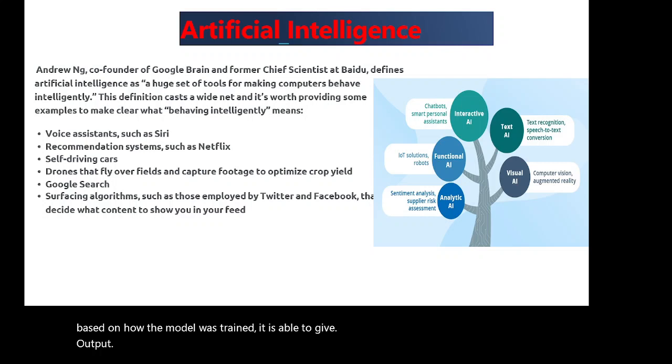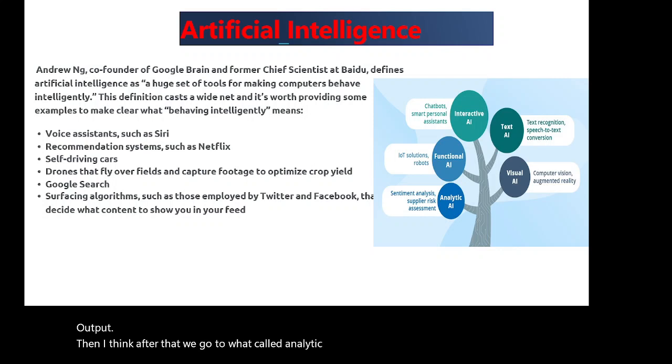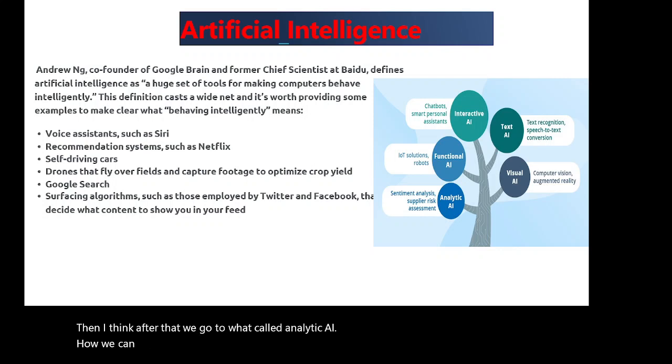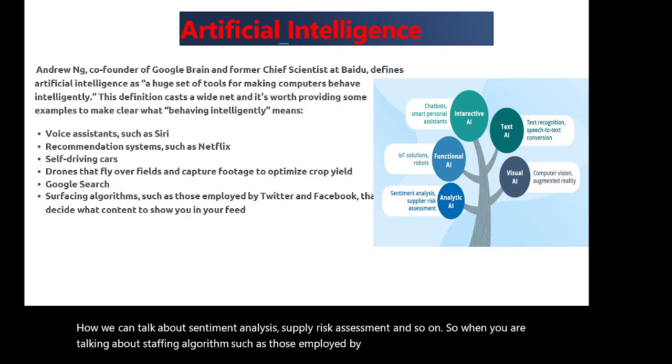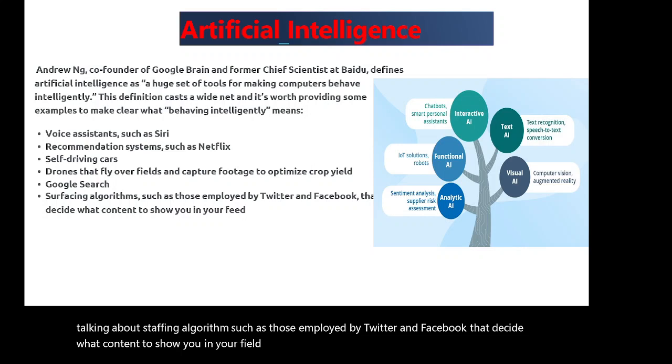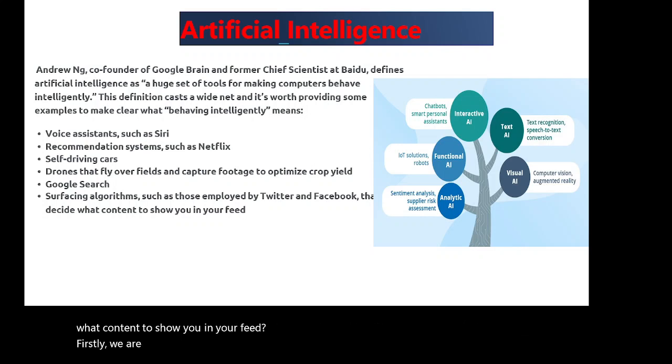Then I think after that, we go to what we call analytic AI. We can talk about sentiment analysis, supply risk assessment, and so on. So when we are talking about surfing algorithms, such as those employed by Twitter and Facebook that decide what content to show you in your feed, mostly we are talking about analytical AI.